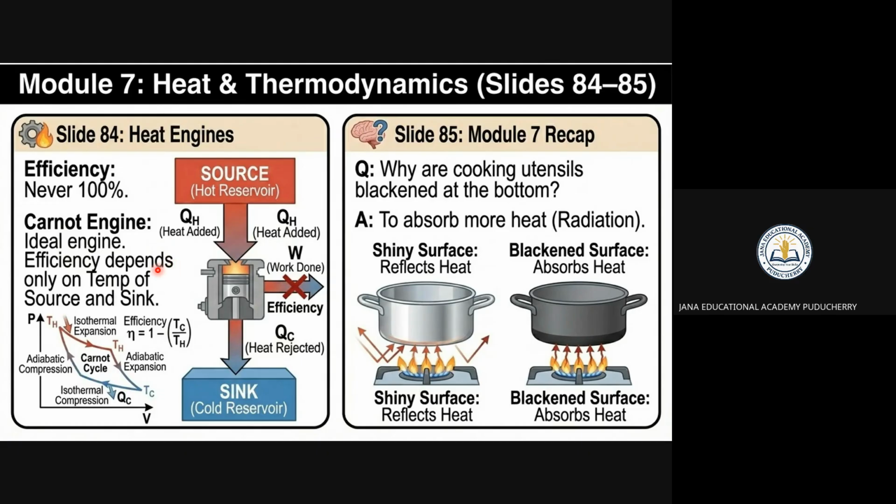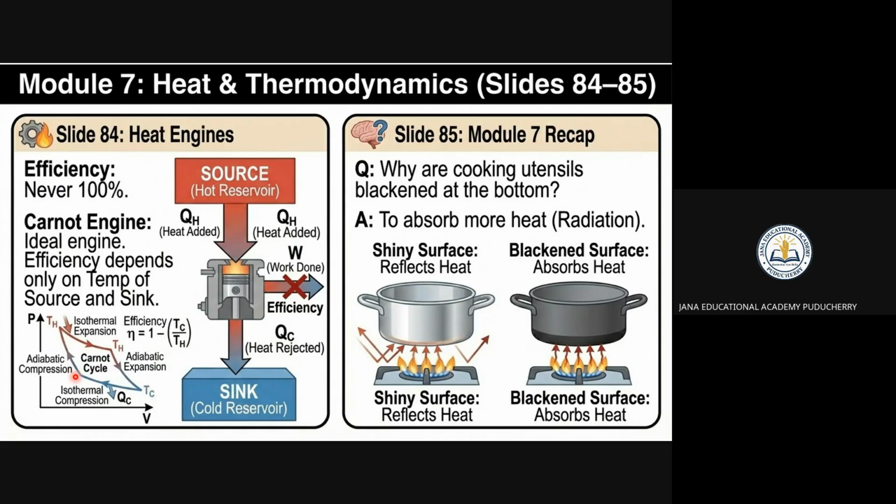Here the efficiency depends upon the temperature of the source and the temperature of the sink. The sink is nothing but the cold reservoir here, and this is the hot reservoir. Now you can see that efficiency is nothing but 1 minus Tc over Th. Tc is the temperature of the cold, and Th is the temperature of the heat. Efficiency is always less than 1. If it were equal to 1, it would be 100%.